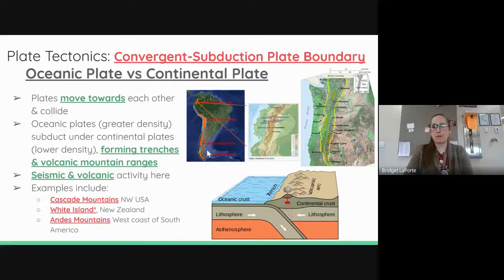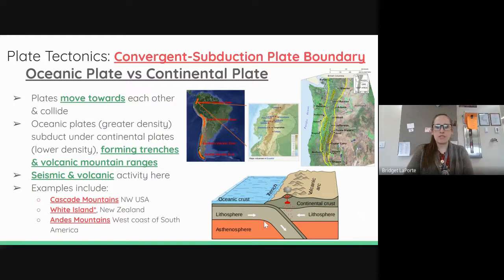We have White Island in New Zealand, where you're also going to see that. And then the Cascade Mountains in Northwest United States. So that's over here, the Cascade Mountain Range. I think Case has been up somewhere there. Yes, no? Yeah. So in that area as well.